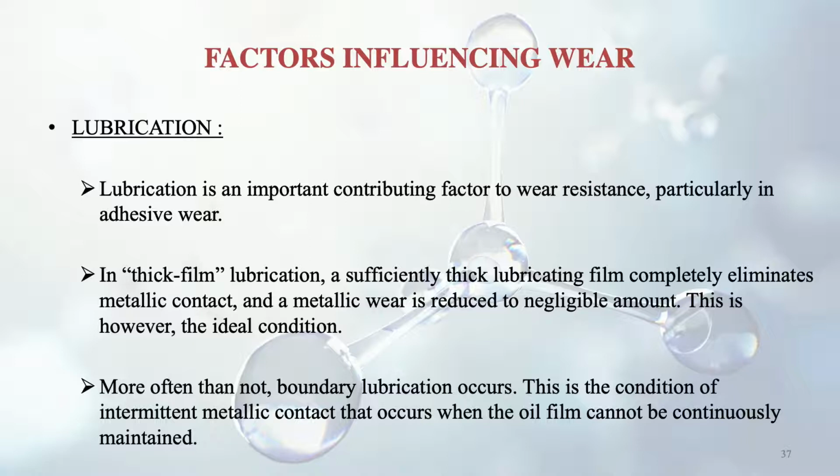Suppose there are two metallic surfaces at a certain gap from each other, and in this gap the lubricant is there. They will not come in contact and then wear will be lesser. But this is ideal only, because the thickness of the lubricant layer actually decreases with time. More often than not, boundary lubrication occurs, meaning a very thin layer. This is the condition of intermittent metallic contact that occurs when the oil film cannot be continuously maintained. So that's what I told you, that at certain times the oil film may not be there, and then metal can come in contact.